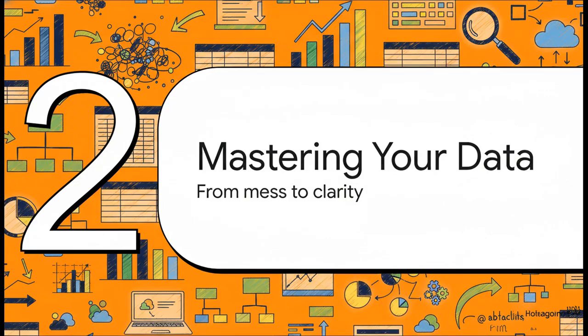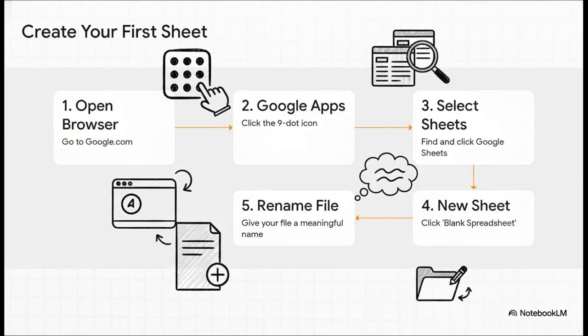All right, now that we've got the basics down, let's get into mastering your data. We're going to take those messy numbers and turn them into something that looks sharp, professional, and is just plain easy to understand. Seriously, making a new sheet couldn't be easier. You just open your browser, click that little 9-dot icon for Google Apps, find Sheets, and click Blank Spreadsheet. Now, here's a tip. The very first thing you should always do is give your file a good name. No more having a folder full of untitled spreadsheets.